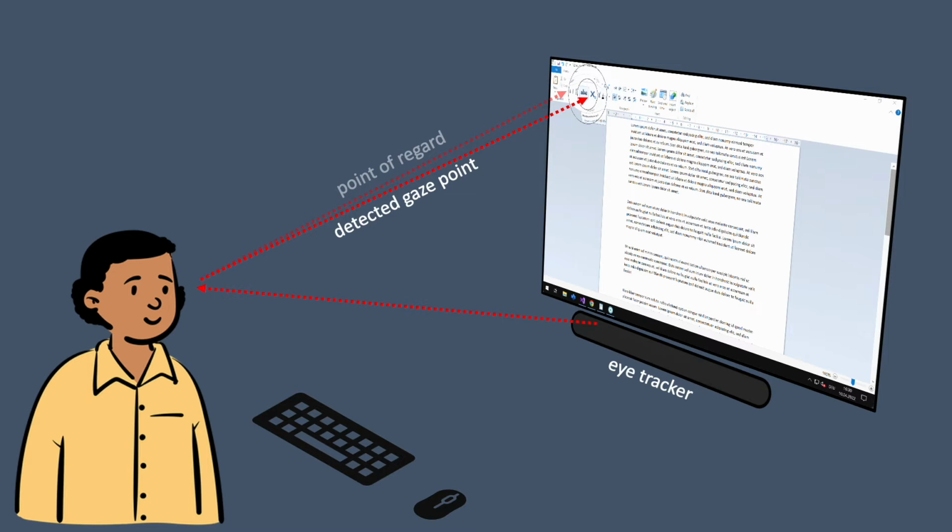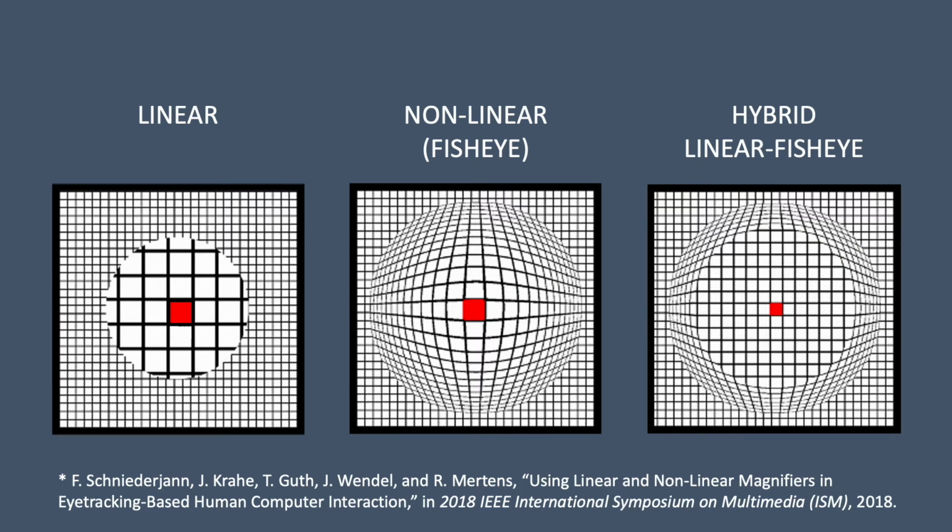To overcome this, M²ice, like many other gaze-based interaction systems, provides a magnifier to enlarge elements, which makes it easier to hit them in interaction. There are different types of magnification that can be used in gaze-based interaction. Those can be broadly divided into three different categories.